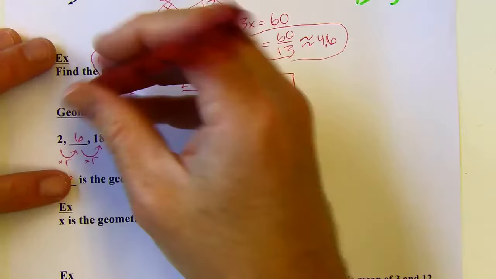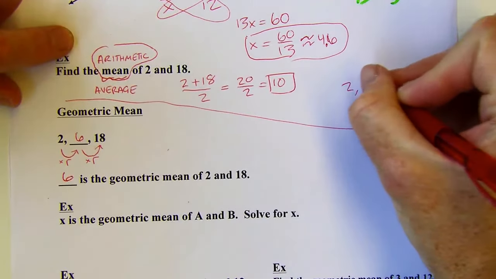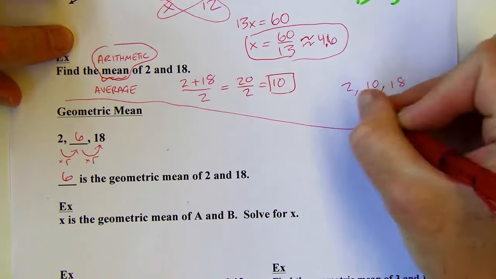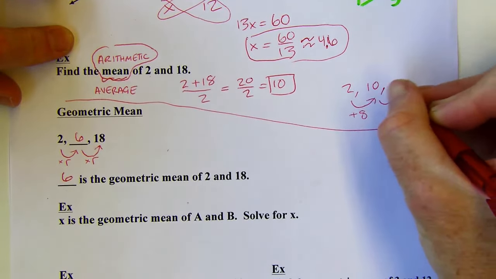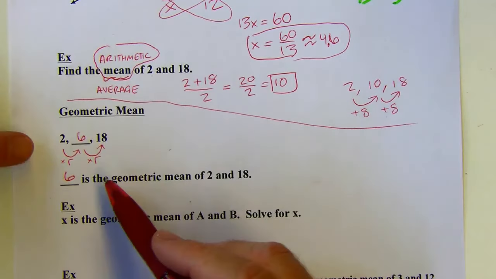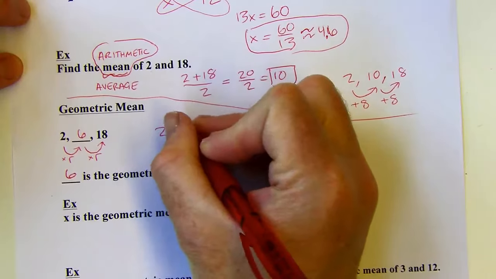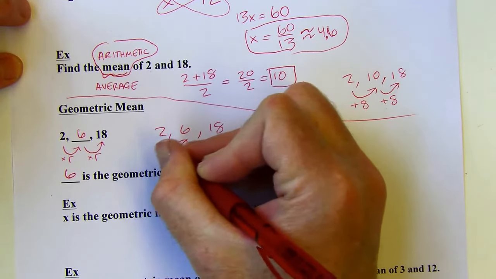Okay, with the arithmetic mean, we had 2, 10, and 18, and we're adding the same thing. We're adding 8 here, right, to get from term to term, and that means 10 is going to be right in the middle. But this is different because with 2, 6, and 18, we're multiplying by the same thing. We're multiplying by 3 here.